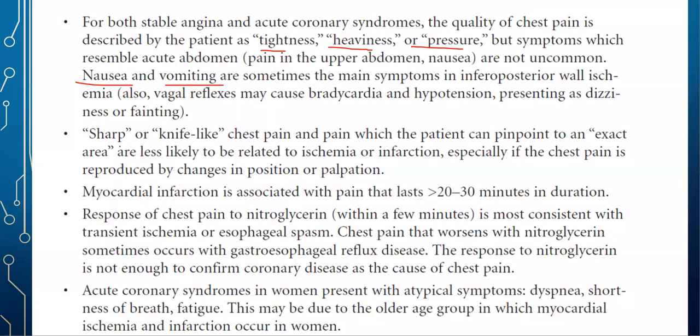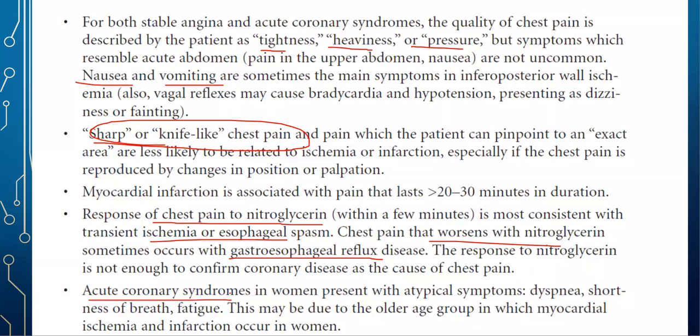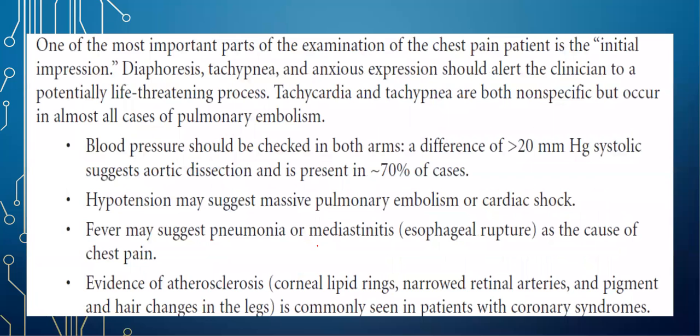If a patient says that I'm getting a sharp, stabbing, knife-like chest pain, it's likely that it is pericardial inflammation, which is what we call pericarditis. If a patient's chest pain responds to nitroglycerin, it's likely related to ischemic heart disease or esophageal spasm. But if chest pain gets worse with nitroglycerin, think about the likely possibility of gastroesophageal reflux disease. Sometimes with acute coronary syndrome, which is basically angina and myocardial infarction, patients can also have other atypical symptoms, especially dyspnea, shortness of breath, and fatigue.